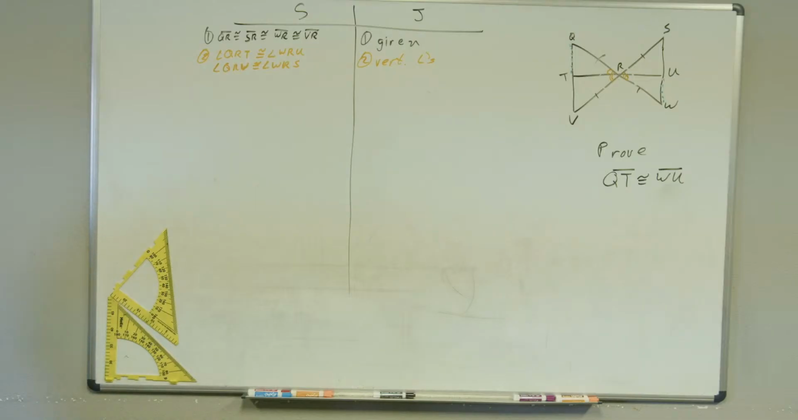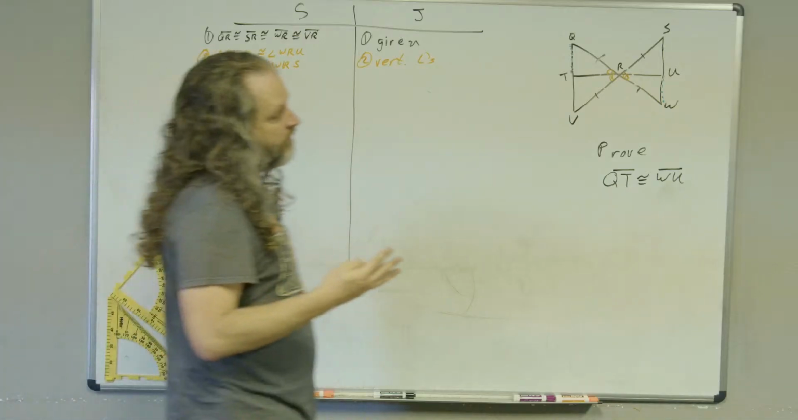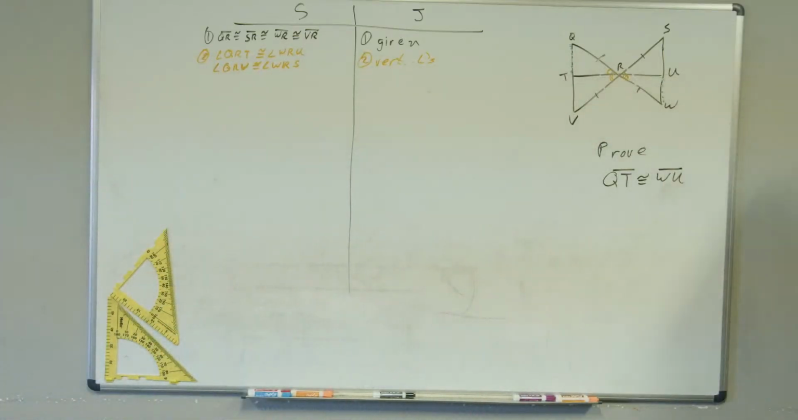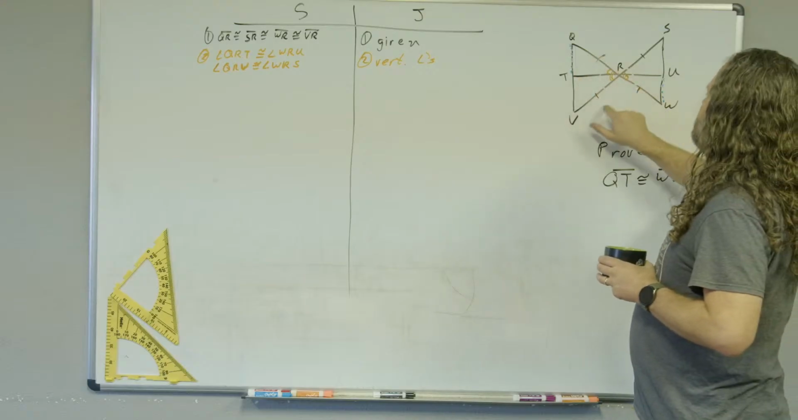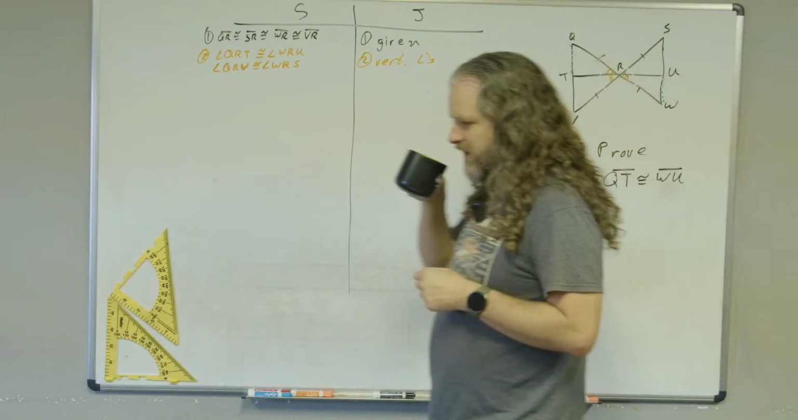But now we have something with some triangles. We have one of our proofs. Remember our different proofs for triangle congruence are side-side-side, side-angle-side, angle-angle-side, and angle-side-angle. Those are our options. We have one of those for some of the triangles. What do we have? We do for the big triangles, right? Side-angle-side. Absolutely. So let's go ahead and write that.